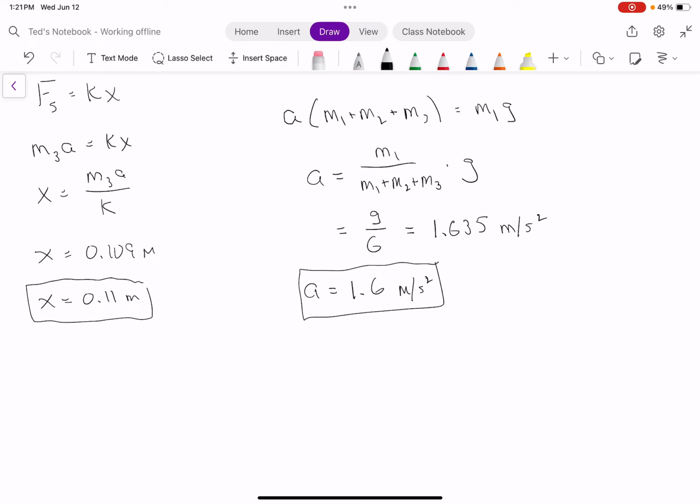So maybe approximately the length of your hand from your wrist to the tip of your middle finger, roughly speaking. And 1.6 meters per second squared is significantly less than the acceleration due to gravity, which is 9.8 meters per second squared. So it's accelerating, but it's not accelerating nearly as quickly as if it was just being dropped. Okay, so there is an example problem.